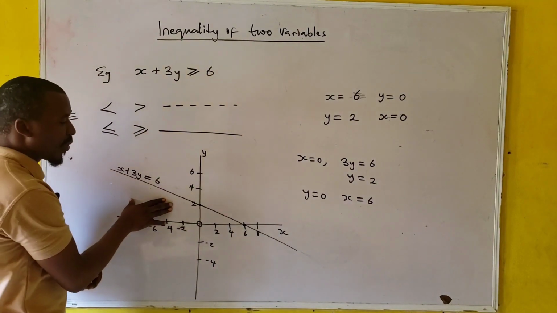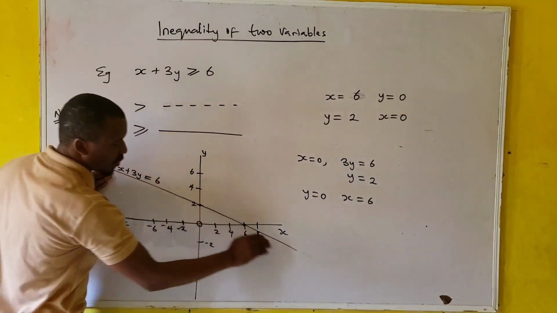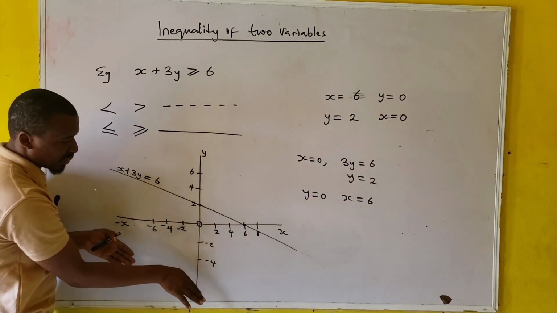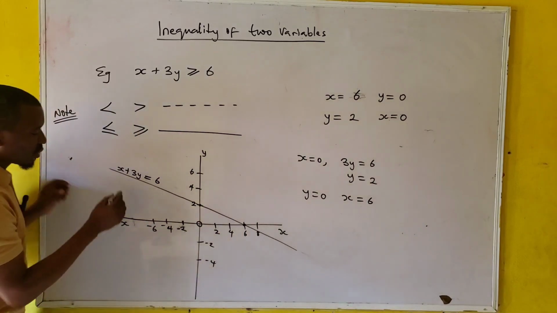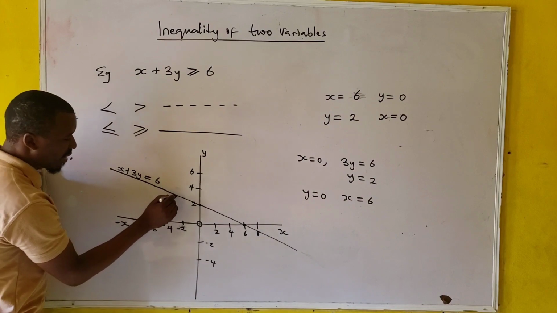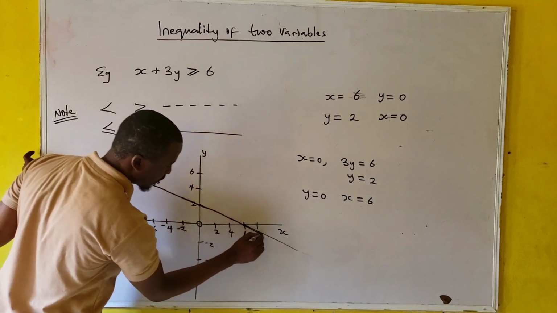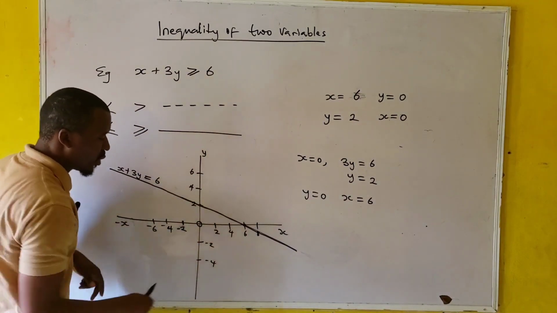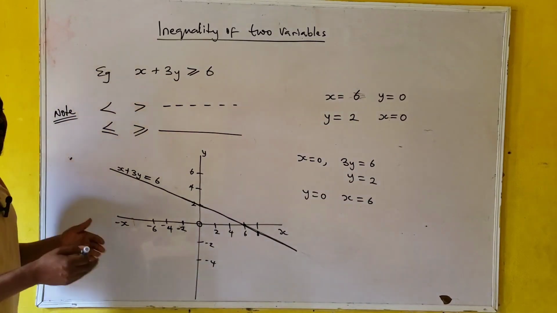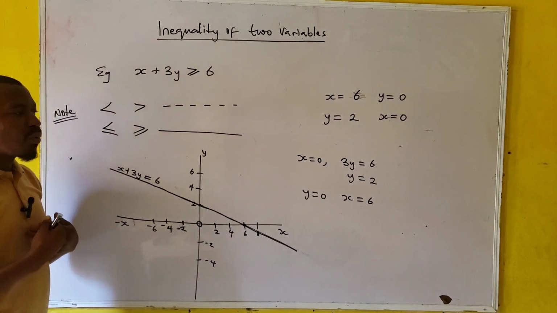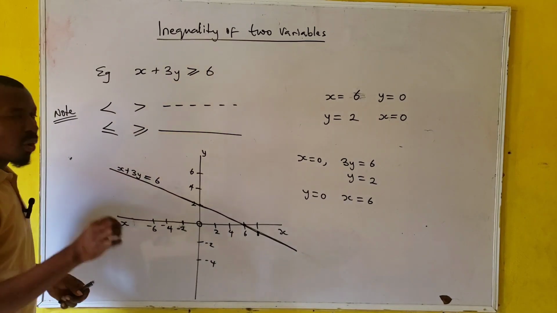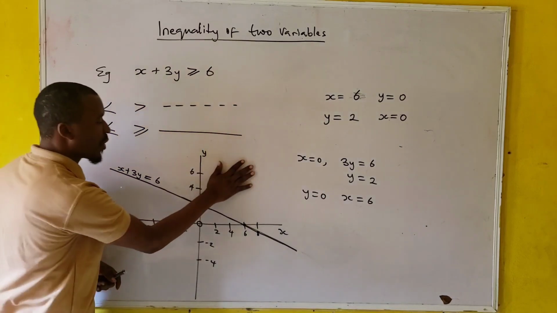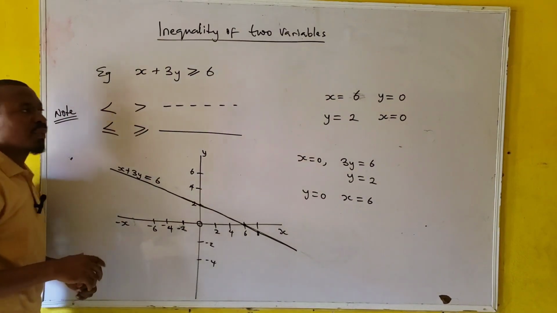Now we need to pick a point either from, you can see that our graph has been divided into two, so we need to pick a point either from here or from this part of the graph. This line here has cut our graph into two, so we now have this upper part and the lower part. So we need to find out which side will satisfy the inequality. How will I know the side that will satisfy the inequality? All I need to do is to pick one point on this side, or pick one point on this side, and test it in your inequality.